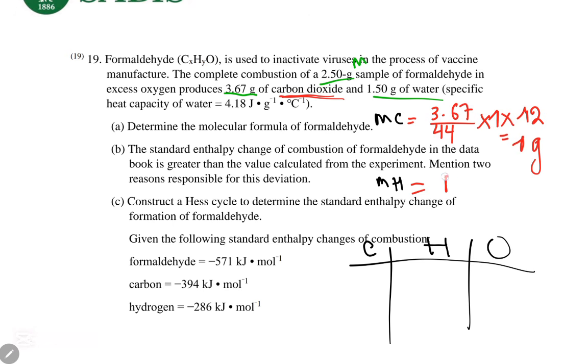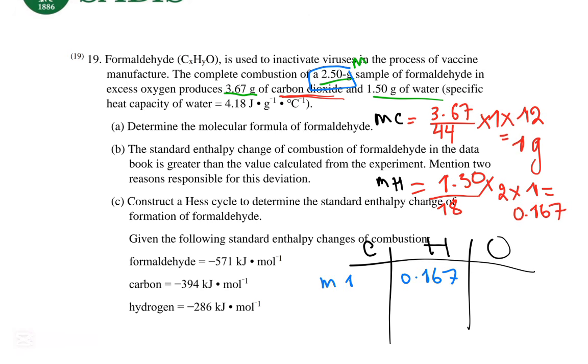For hydrogen, it's going to be 1.50 divided by 18. I have 2 hydrogens, so I'm going to multiply by 2 times the molar mass of hydrogen, which is 1. You put it on the calculator, you're going to get 0.167. And now you can find the mass of oxygen. How do I know the mass of oxygen? It's a 2.5 gram sample of formaldehyde. So 2.5 minus 1 plus 0.167, I will be left with 1.333. This is the mass of oxygen.